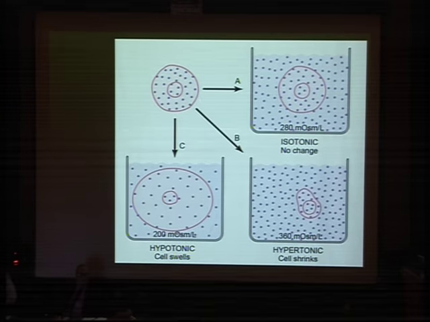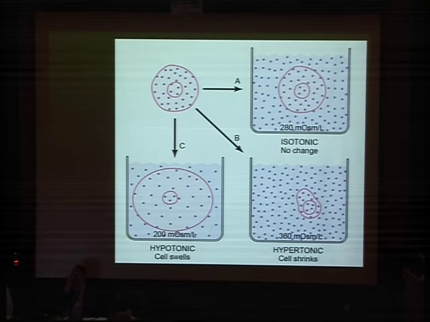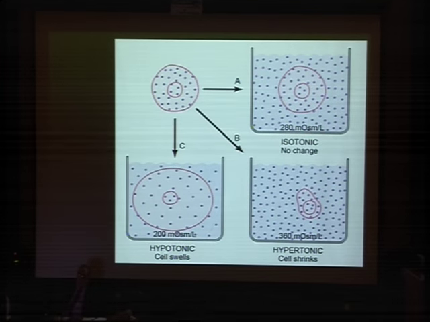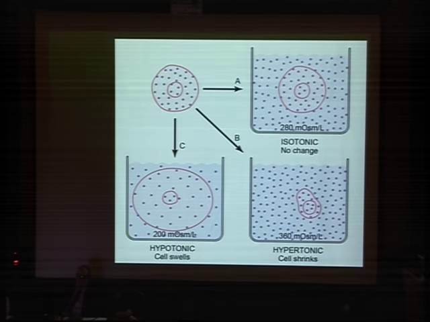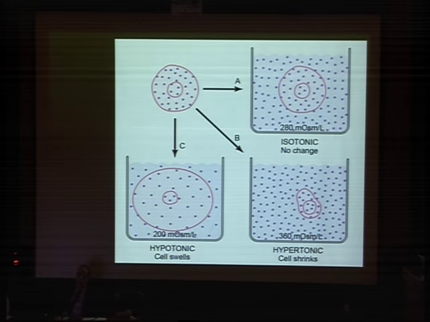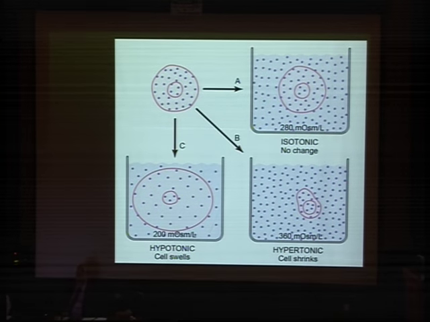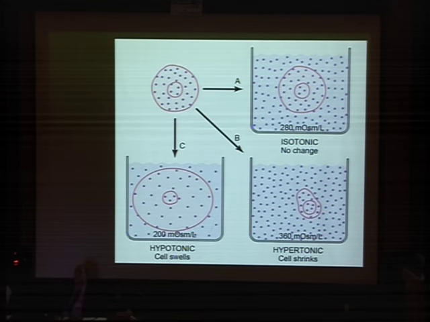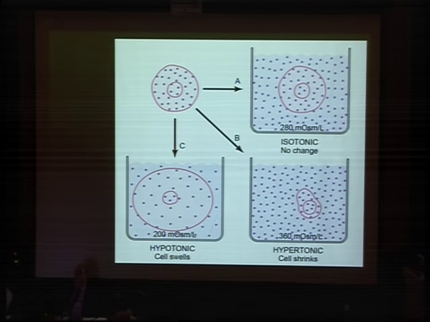But if you place the same cell in a stronger solution that contains hypertonic sodium, like an osmolarity of 360 milliosmol per liter, you will notice that the cell shrinks. This is due to extrusion of water by osmosis from the weaker inside to the relatively stronger outside. So the cell shrinks, and the cell is our target, and life is present inside the cell.